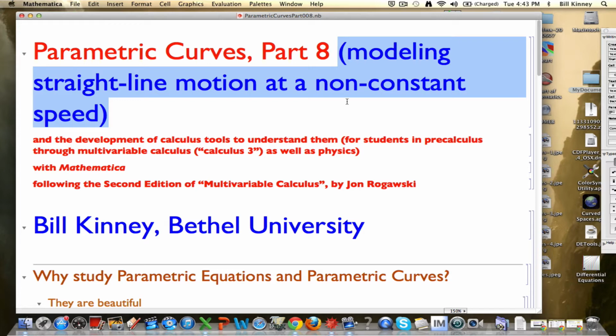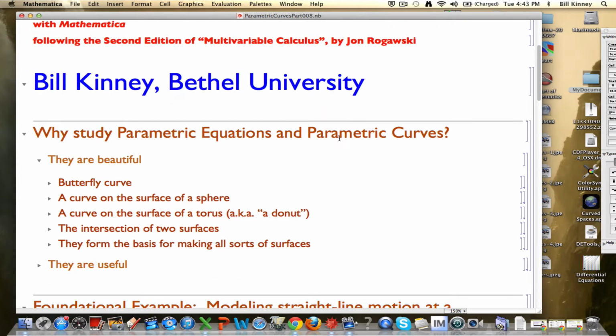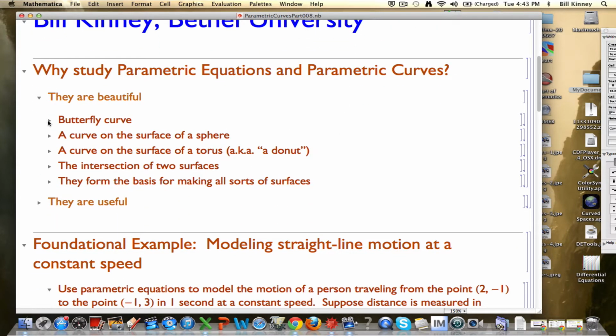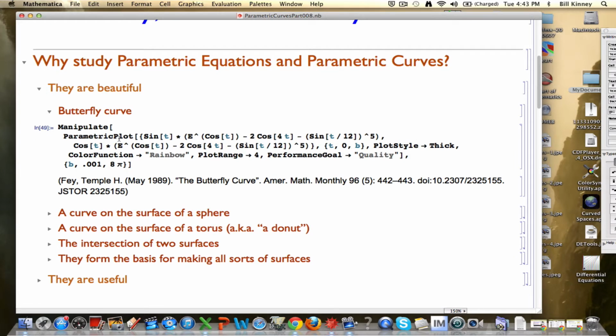In future videos, we'll also model curved motion, both at constant and non-constant speeds. These videos are aimed at students from pre-calculus through multivariable calculus, as well as physics students, both in high school and college. And we are ultimately trying to develop calculus tools to understand these curves. And even if you're in pre-calculus, I would encourage you to stick with this to try to help you understand what calculus is for.